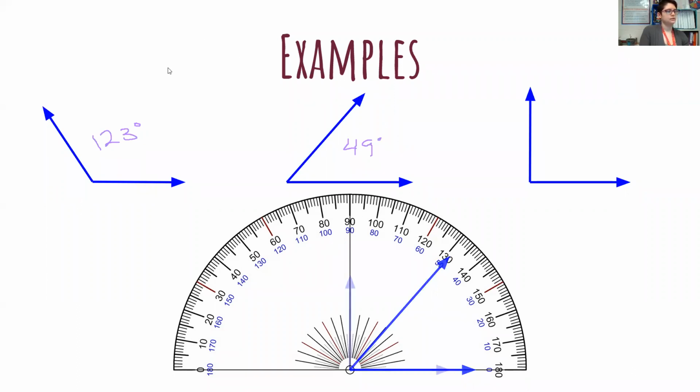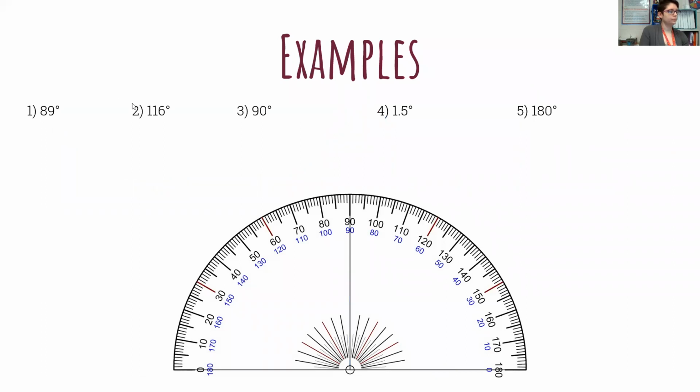And finally, the last angle, we can see it lines up at the 0 along the blue numbers. It points directly at the 90. So this is 90 degrees and our right angle. Okay, let's look at a few more examples. Suppose we had an 89-degree angle.